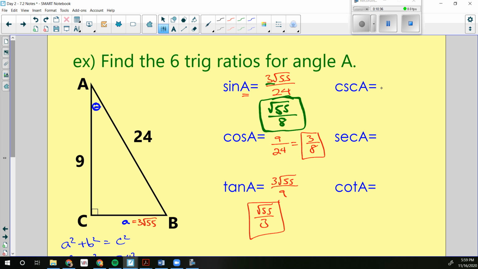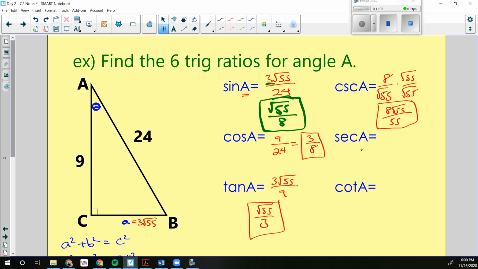All right, and then cosecant of A, I can just flip my answer, and we get 8 over the square root of 55. I do have to rationalize this one, multiply both the top and the bottom by the square root of 55 over itself. And that gives me 8 square roots of 55 over 55.